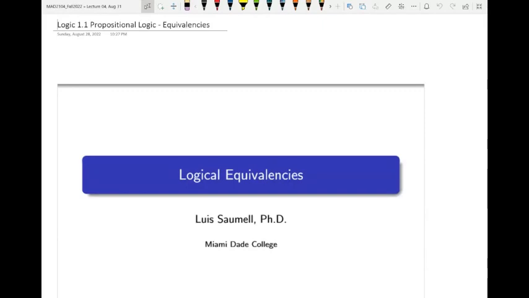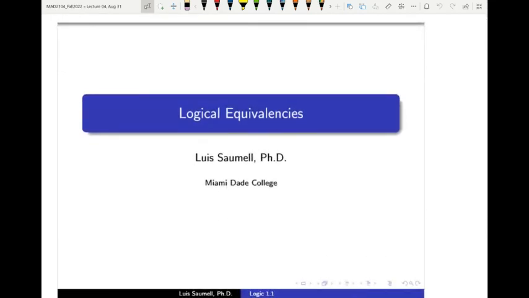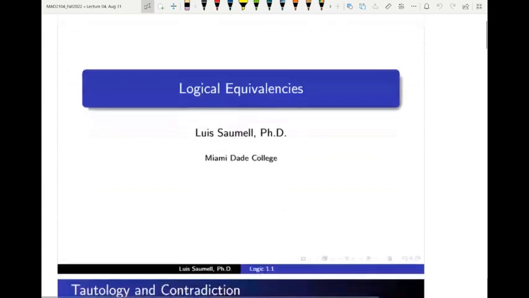Logic now. Okay, so we have been talking about propositional logic, and we discussed truth tables of compound propositions last time. So now let us talk about logical equivalences. We kind of referred to this idea before. We mentioned it last time, but now let's look at it more formally.